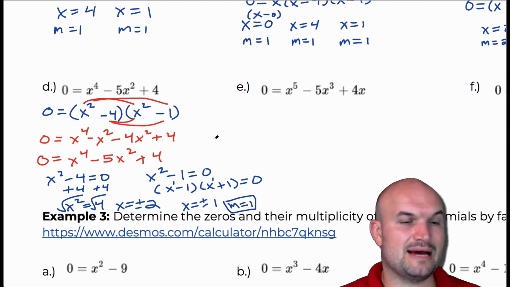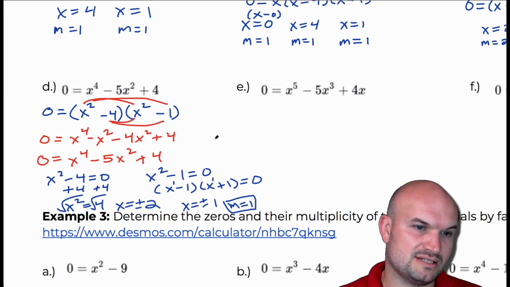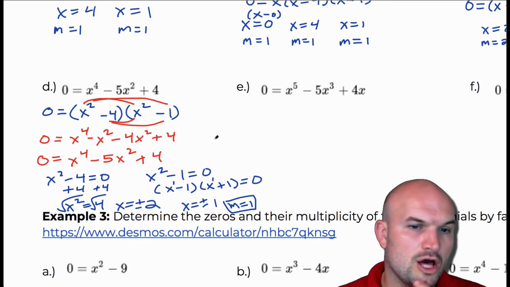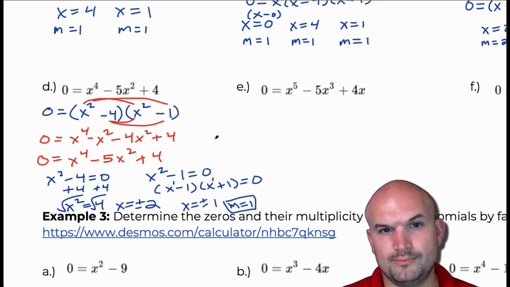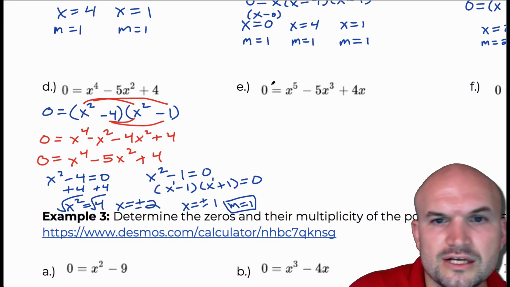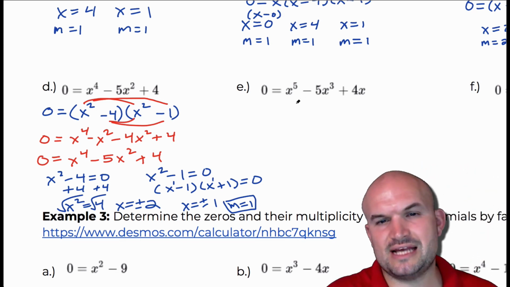Okay, so in this example, all of my zeros, plus and minus 2 and plus or minus 1, all have a multiplicity equal to 1. Okay, so let's look at this other example here.